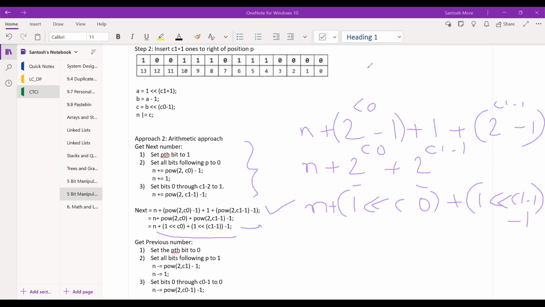Okay, so I will just quickly show you the code also for this.